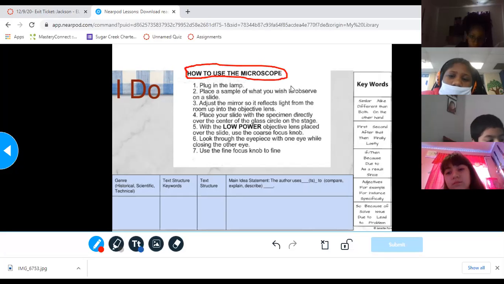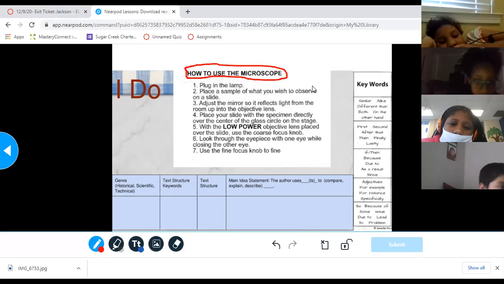All right. I'm going to go through, and I just want you guys to hear my thinking. This is how you guys should be thinking. This is how you guys should be going through the text. Okay. So now, how to use the microscope. 1, plug in the lamp. 2, place a sample of what you wish to observe on a slide.